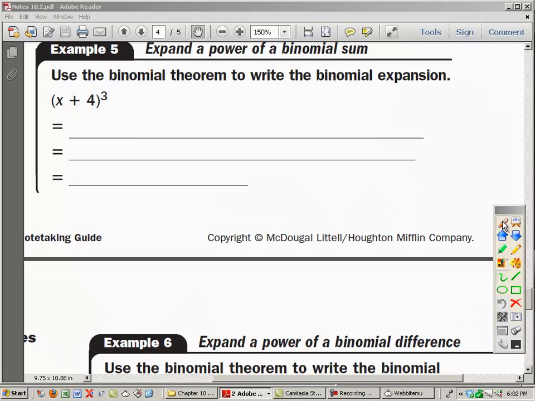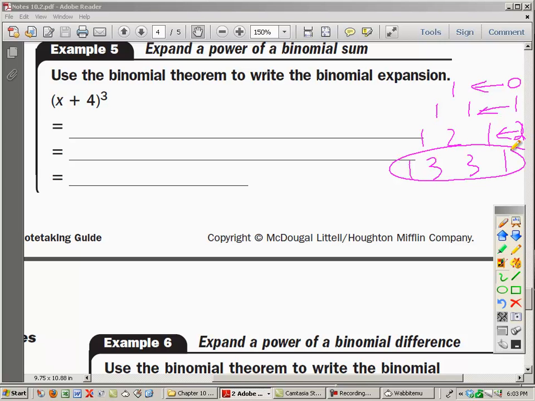All right, let's expand (x plus 4) to the third. So to do the third power of this, we need the third row of Pascal's triangle. Now, remember, this is not the third row. This one's the third row, because this is row 0, row 1, row 2, and this is row 3. So those are going to be my coefficients. So my coefficients are 1, 3, 3, and 1.